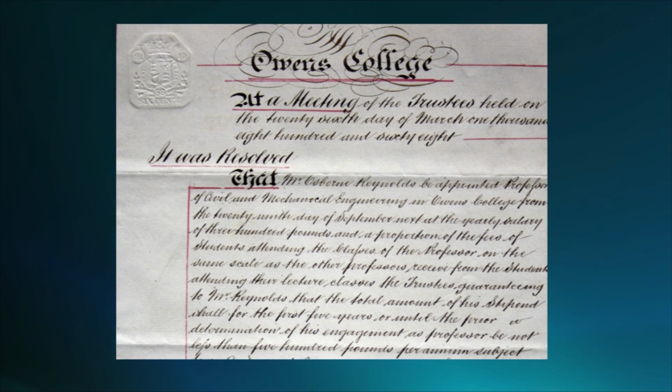It basically says that the meeting of the trustees on the 26th day of March, 1868, resolved that Osborne Reynolds be appointed Professor of Civil and Mechanical Engineering in Owens College, at the yearly salary of £300 and a proportion of fees from the students. And then later on it says that the trustees guaranteed to Mr. Reynolds that the total amount of his stipend for the first 5 years, or until the prior determination, meaning termination, of his engagement as a professor, be not less than £500 per annum.